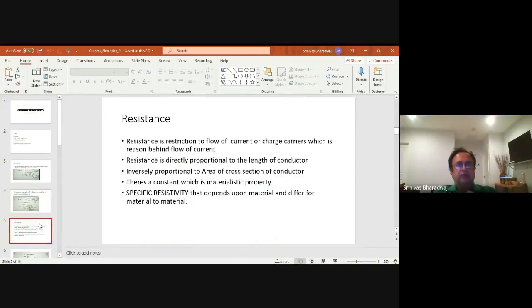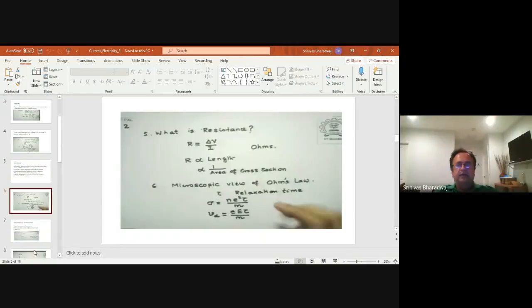Okay, so now when we talk of resistance, as we already discussed, it is proportional to the length and inversely proportional to the area, right? So longer the wire, more the resistance, right? And V is equal to IR, right? And sigma is equal to NE squared tau by M, right? And Vd is proportional to E, and the constant mu, Vd is mu times E, and mu is e tau by m.